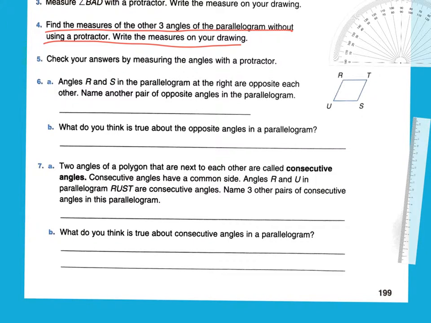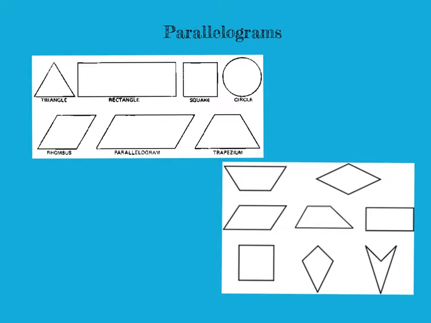And if you are having trouble remembering what certain things are, like the vocabulary, like, where did I see it now, opposite angles or consecutive angles, you should be looking that up. You can look it up in your SRB or you can look it up online. We're just going to review quickly to make sure that we have a good understanding of what parallelograms are and we're able to pick those out.